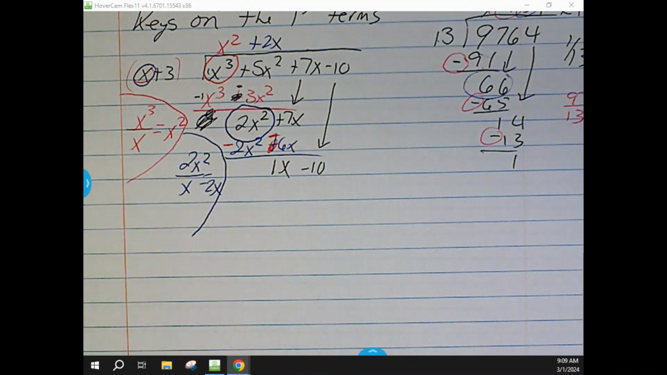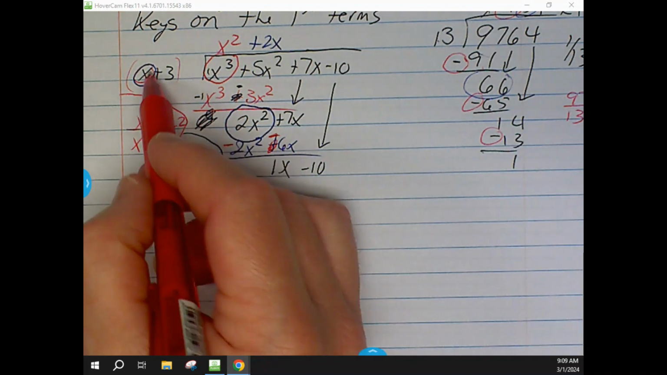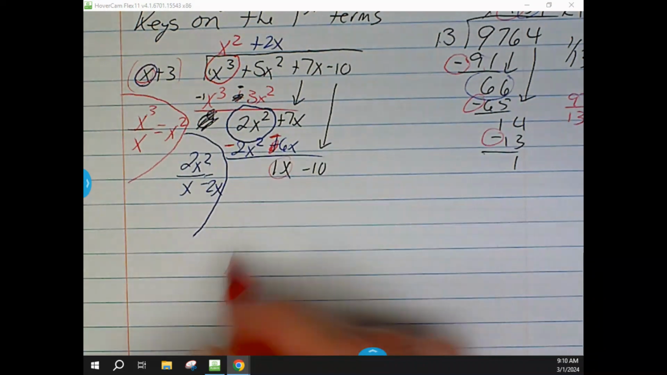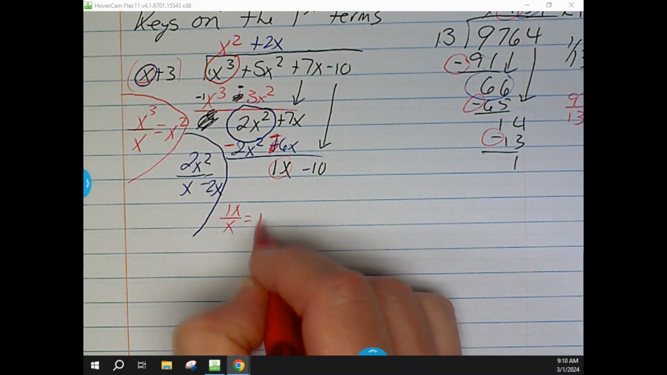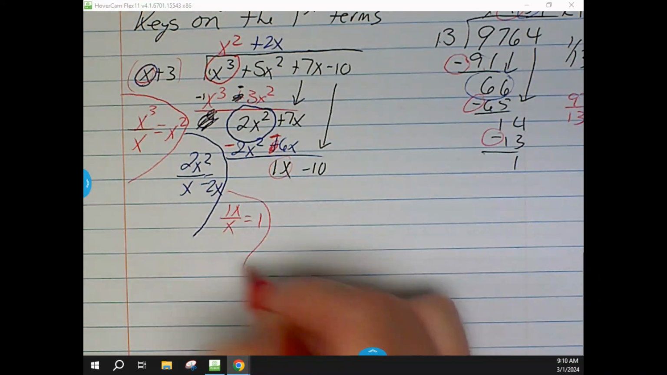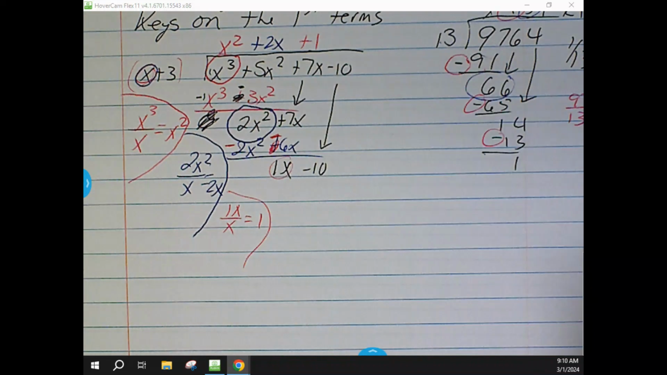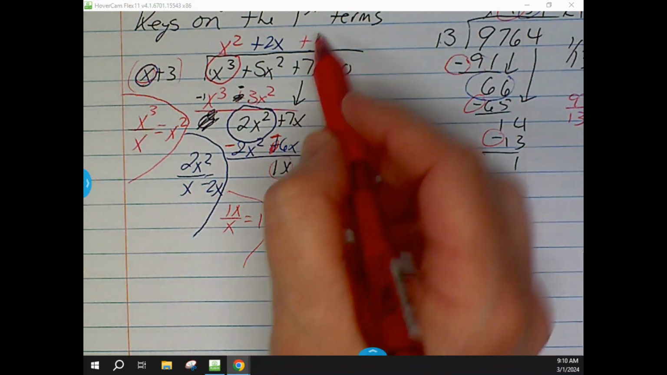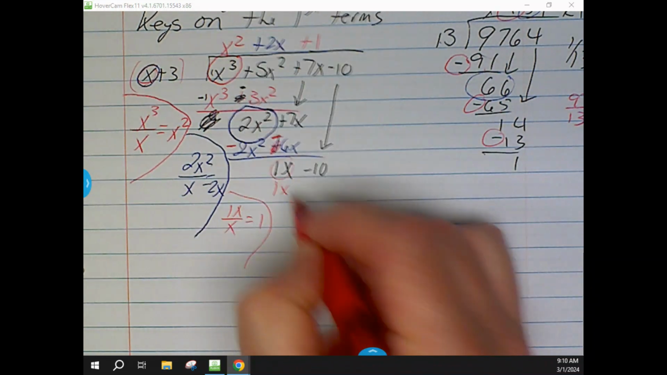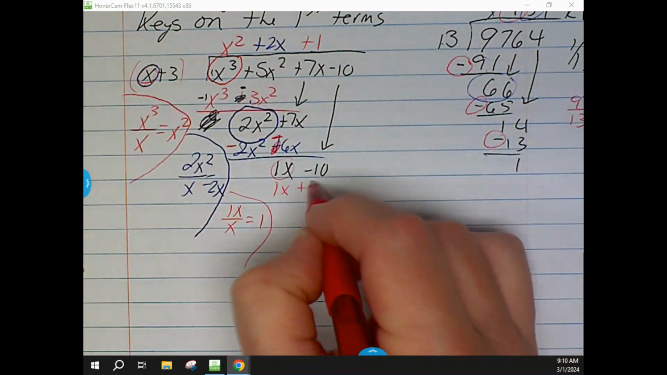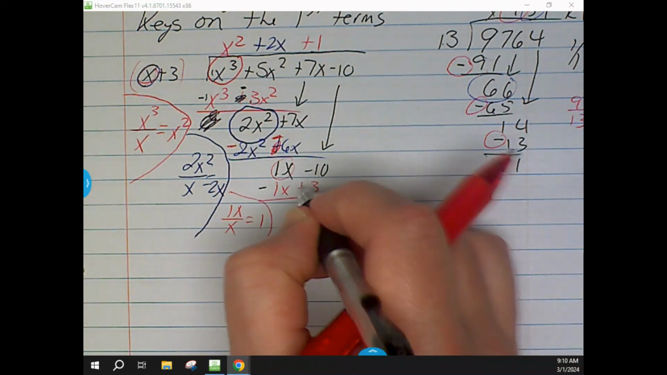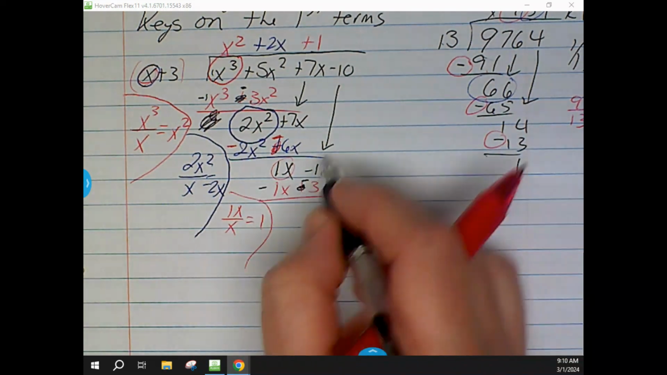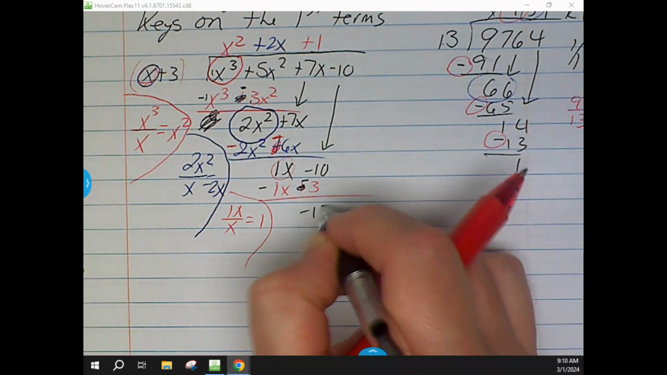Okay. And then one more time, we're going to key on the first terms. Now we're going to take the x here and divide it by the x here. So that's 1x divided by x, which would just equal 1. So we put a positive 1 there. If we do 1 times x, that's still just 1x. If we do 1 times 3, that's a positive 3. And again, we need to change the signs, change this, change that, and we're left with a negative 13.